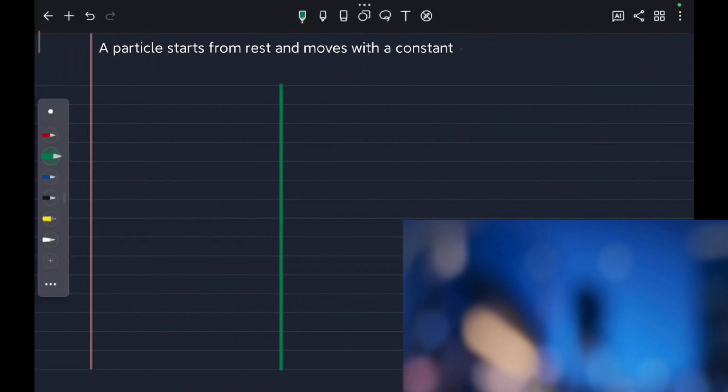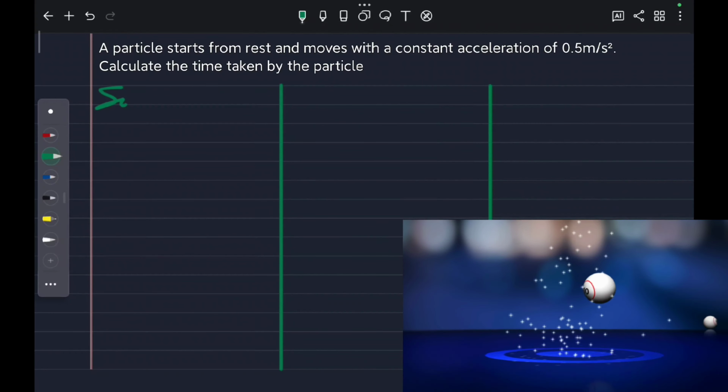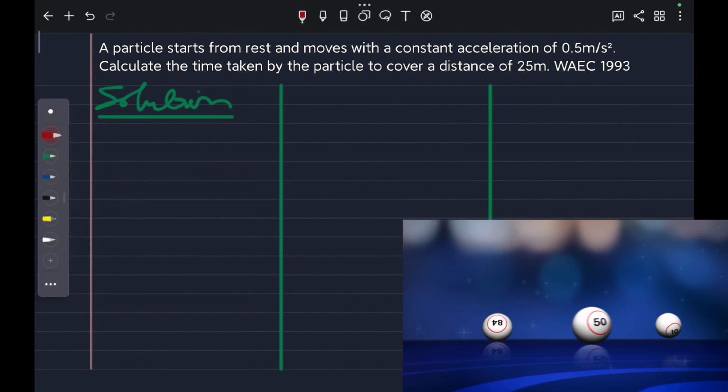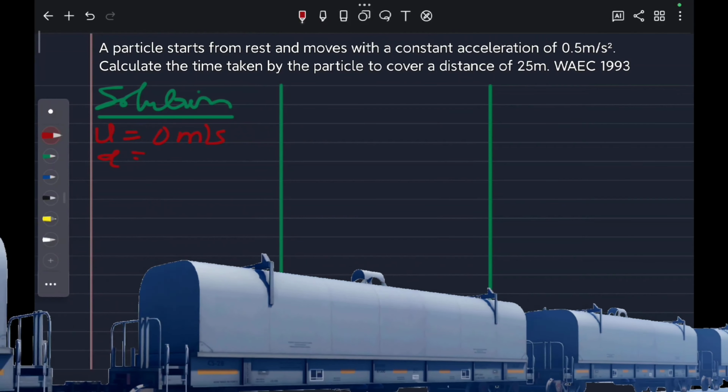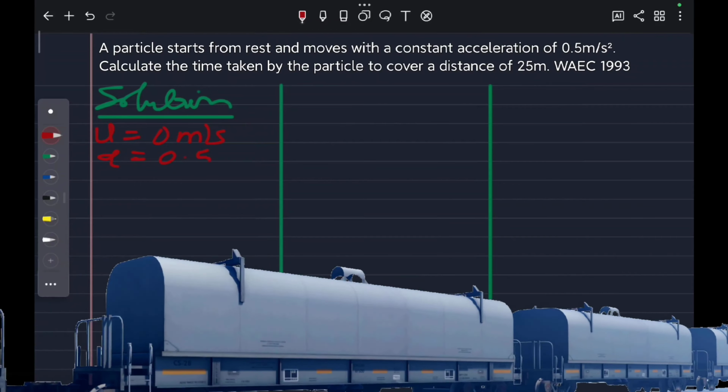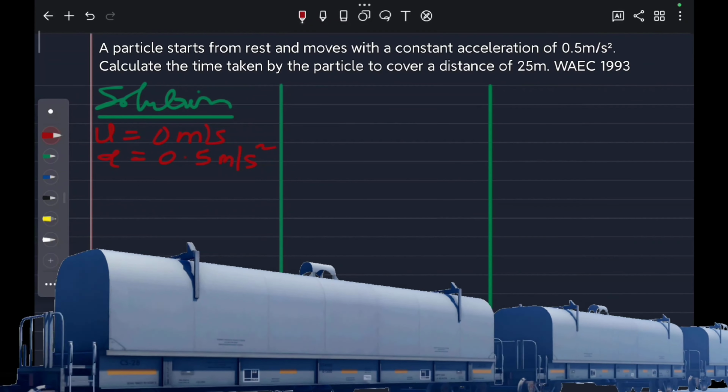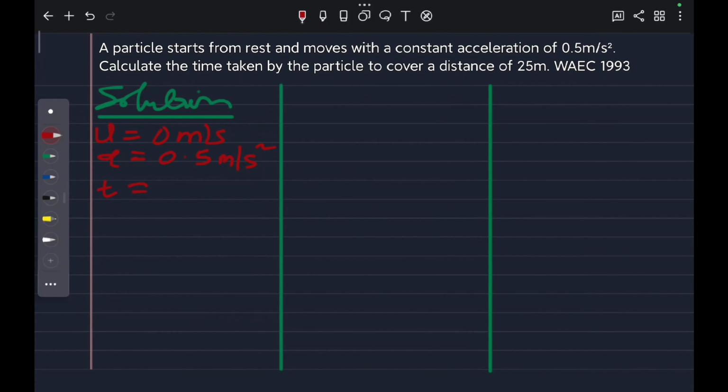From this question, the particle starts from rest. So our initial velocity is 0. Anytime a body begins from rest, initial velocity is 0. Take note of that. Then acceleration is given to us to be 0.5 meter per second squared. Always look at the SI units. They will guide you in solving physics equations. Then our time is unknown. Our distance is given to be 25 meters. So our velocity, which is the final velocity, is unknown.